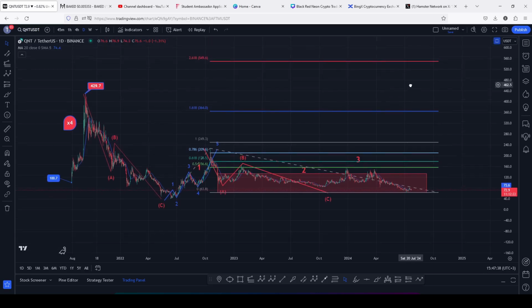And if we get an extended Elliott wave count 3 to the upside, then I will have the fib level 2.618, which perfectly lies above the $549.6 as my next target area.